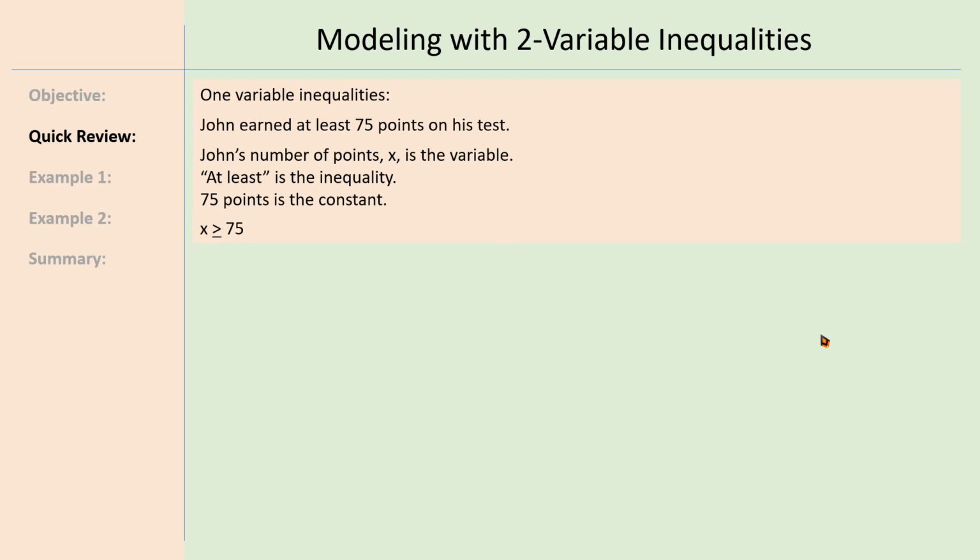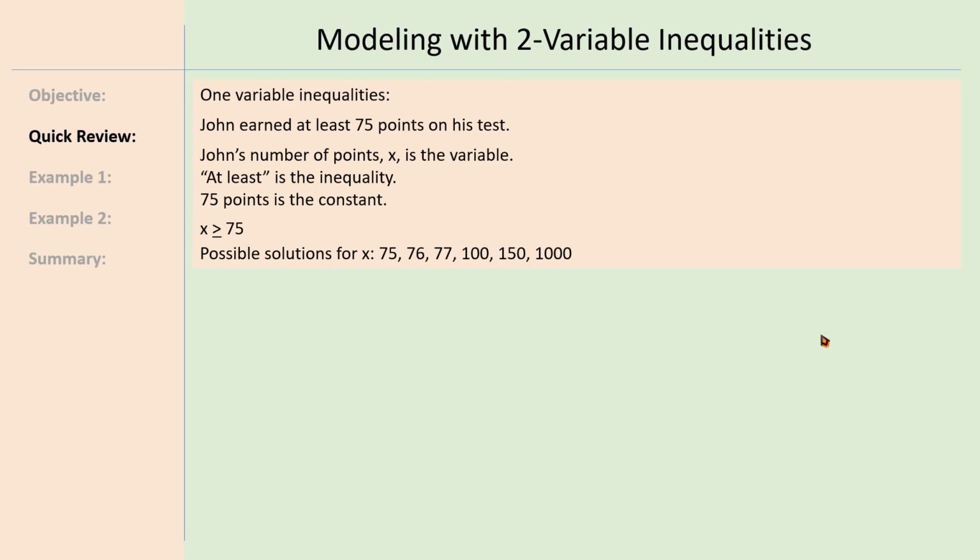Okay, so here, what are the possible numbers of points that John has earned? It says he earned at least 75, so it means he earned 75, or 76, 77, or 100, 150, or 1,000. We don't know anything else, but we know it's larger than or equal to 75. So it could be any of these or anything else, as long as it's more than 75.